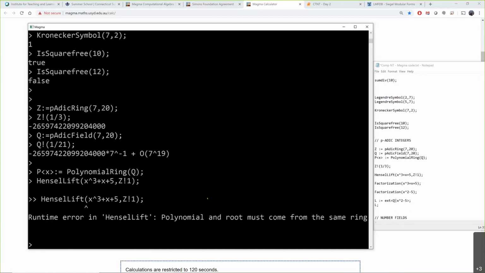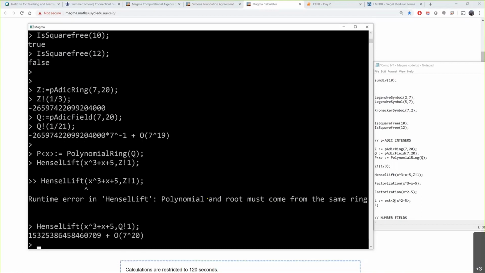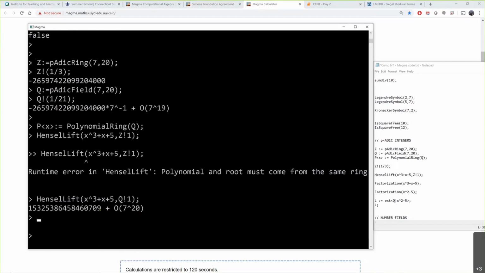It should come from the same ring. So maybe what happens is that I should put it in the field, and it gives me a root. So it tells me that there is a p-adic integer, a 7-adic integer that is a root of that polynomial, and this is the beginning of the expansion.